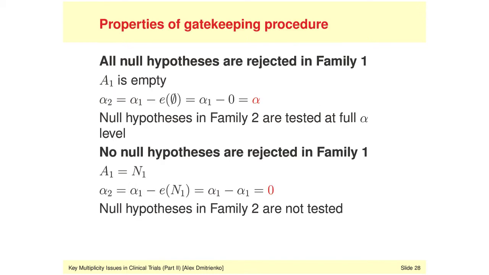This slide helps us understand the use of error rate functions in parallel gatekeeping procedures. We're going to consider two different extreme outcomes here. The first outcome states that all null hypotheses are rejected in family 1. That immediately implies that the index set of accepted hypotheses, which is A1, is empty. As a result, the error rate function e will be equal to 0, and we can easily show that the local significance level, alpha 2, used in the secondary family, is given by alpha 1 minus the error rate function evaluated at the empty set, which is alpha 1 minus 0, which is equal to alpha. That means that the null hypotheses in the secondary family will be tested at the full alpha level. No alpha will be lost.